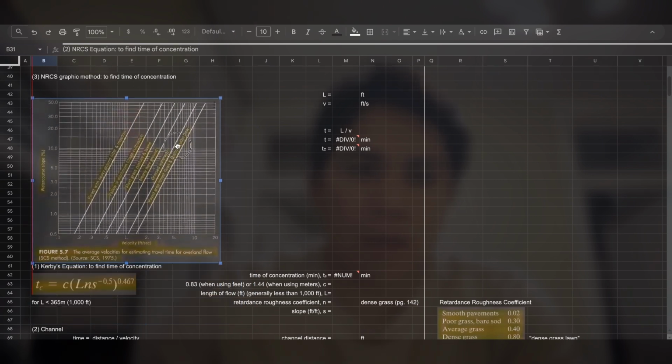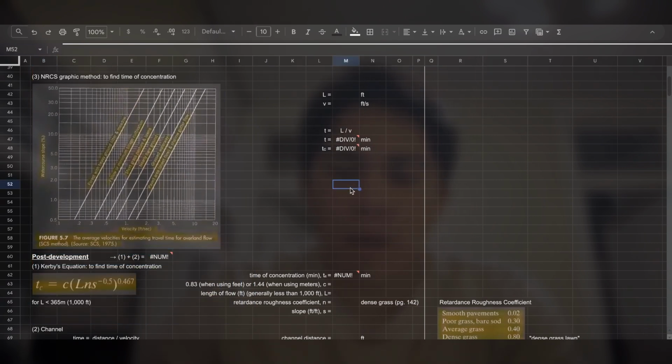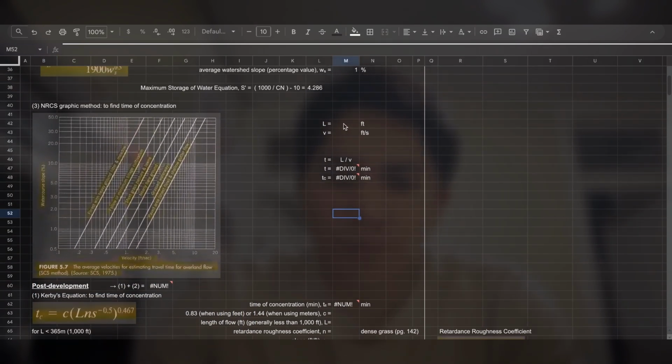So now that we determined that, we have the length of 2500 and our velocity is 0.25 feet per second. And then we're going to use time equals length over velocity, which is an adaptation of velocity equals length over time, right?